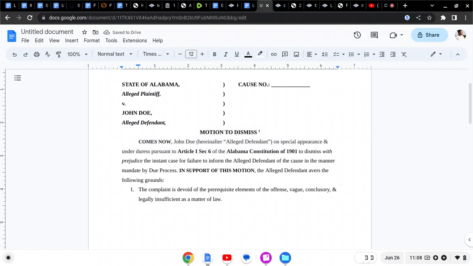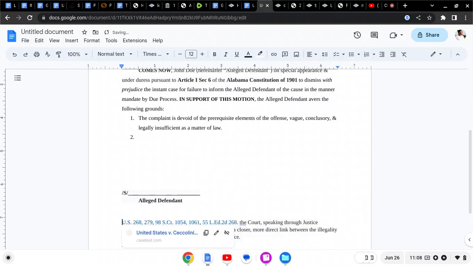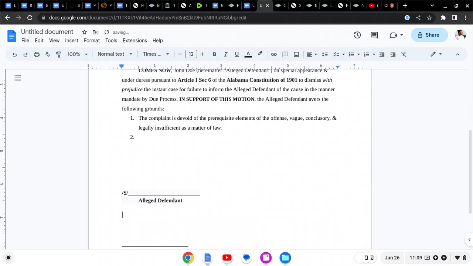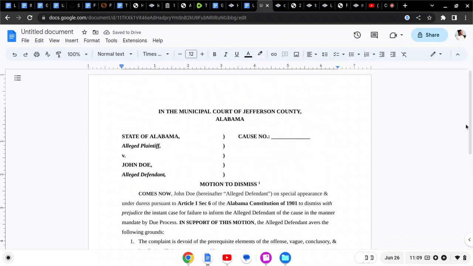In support of this motion, the alleged defendant avers the following grounds. And then you just go on and so forth. If you have something else you want to say, you put it in at number 2. If you got something else you want to say, you go down to number 3 and so on and so forth. Let's get this out of here. This is something old. And that's it, y'all. That is all you do.